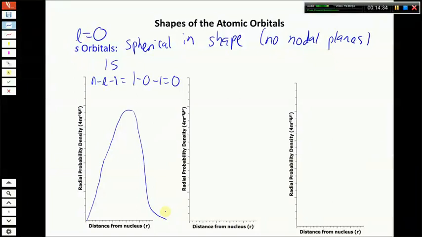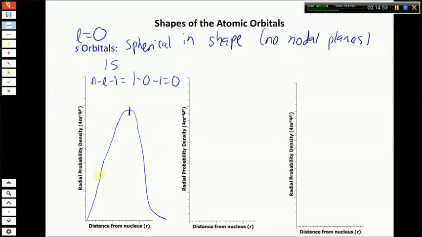So here's the 1s orbital. It's just a simple sort of parabolic, is probably not the right word, but it's a function that has a maximum here, again, some maximum probability at some distance from the nucleus where the electron is most likely to be, but again, there's a lot of different values of the radius where the electron could exist.